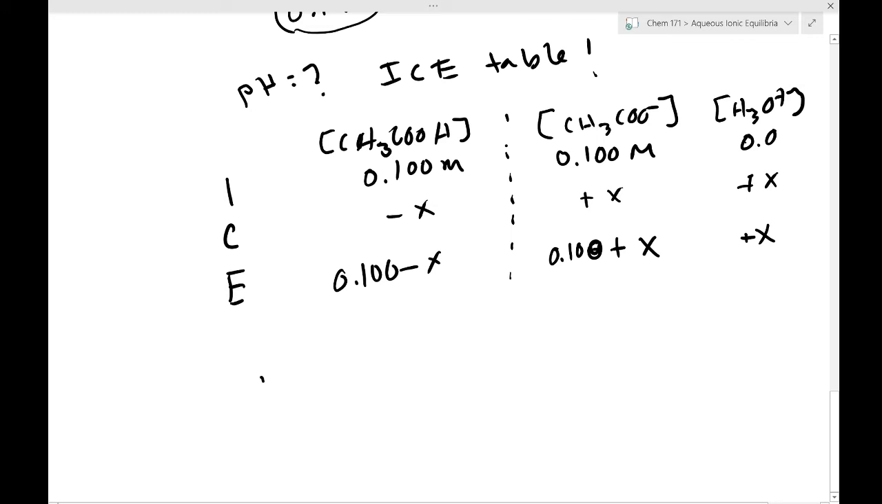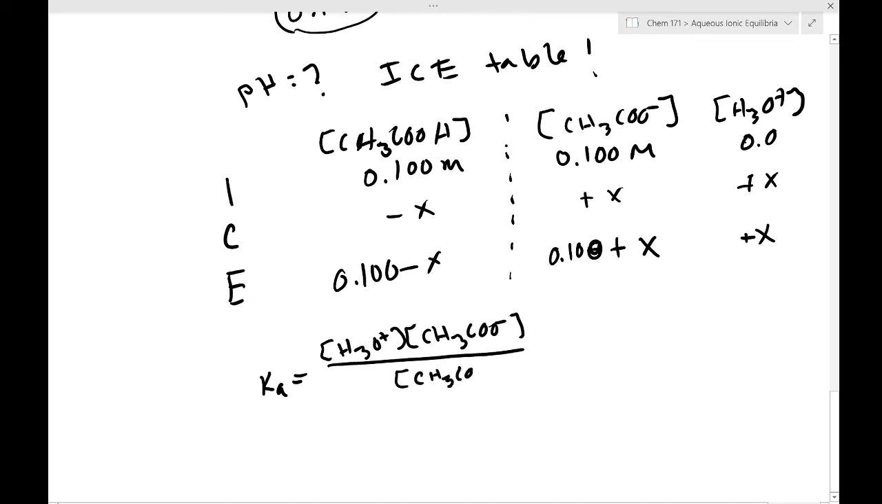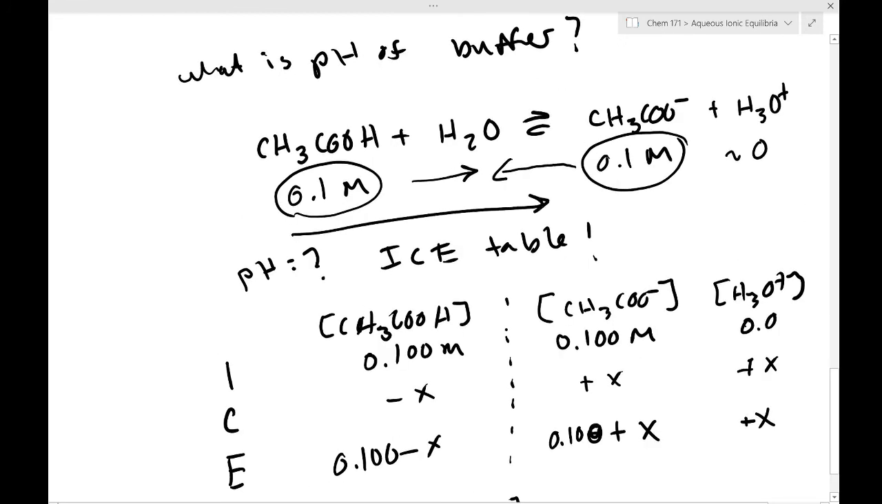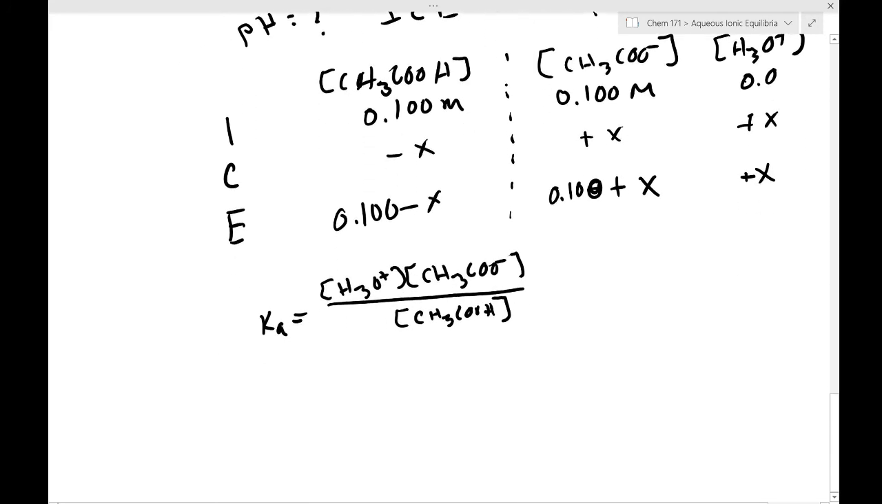Okay, now we can come down here and we can set the Ka equal to the products, H3O plus times the acetate, CH3COO minus, over the reactant, CH3COOH, right? Ka for acetic acid, right? We're talking about this forward reaction of the acid reacting with water, so we use the Ka. And we can find that in table 16.5, and this is equal to 1.8 times 10 to the minus 5.